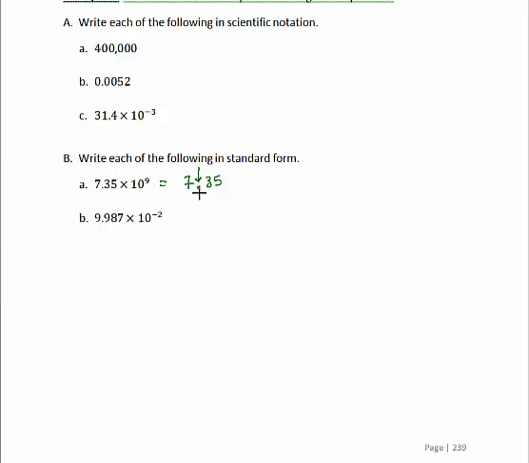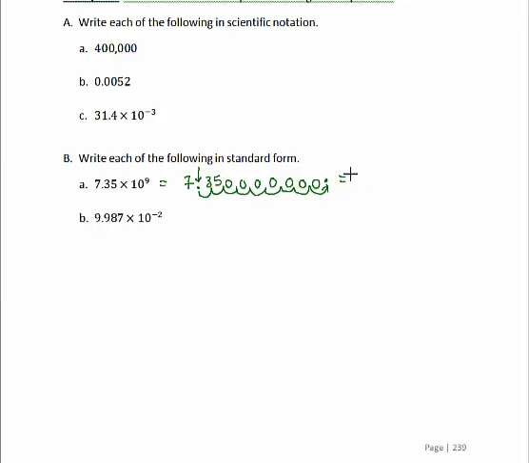To make 7.35 larger just by simply moving the decimal point, we have to move it to the right. 1, 2, 3, 4, 5, 6, 7, 8, 9, 10. Oh, I went too far. I should have just stopped at 9. I got carried away. So 1, 2, 3, 4, 5, 6, 7, 8, 9, and each of these blanks will contain a 0 now. And our decimal point will end right there.